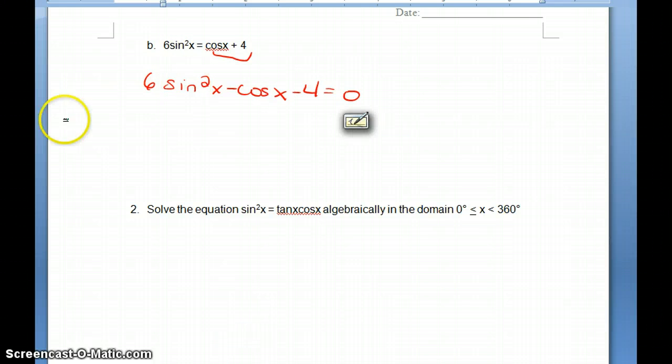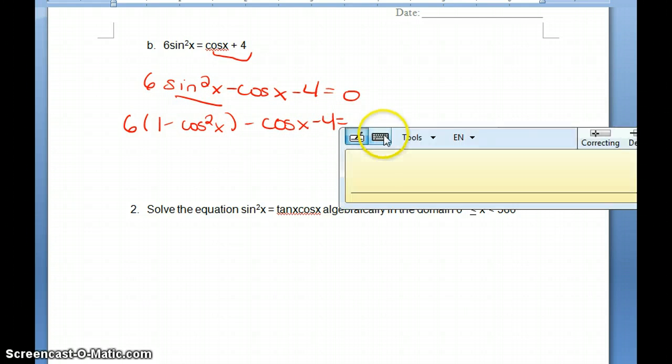So first of all, let's look at sine squared of x. Using our Pythagorean identity, we can rewrite sine squared of x as 6 times 1 minus cosine squared of x. And then we'll just leave this here for now. So we have minus cosine of x minus 4 is equal to 0.